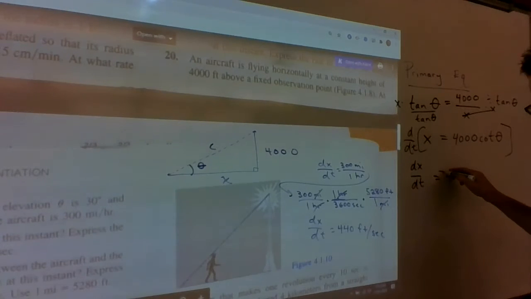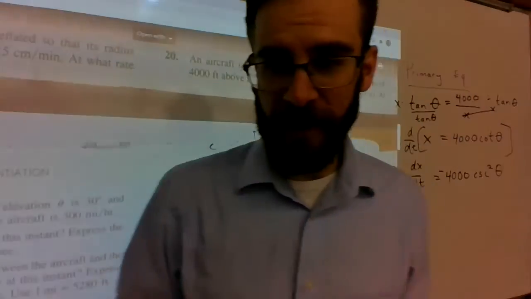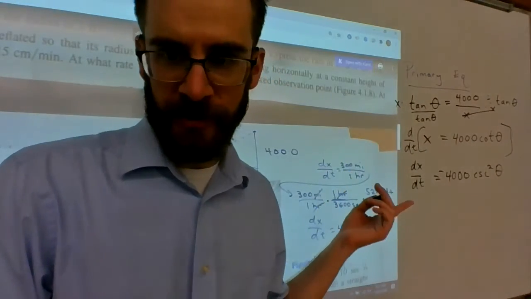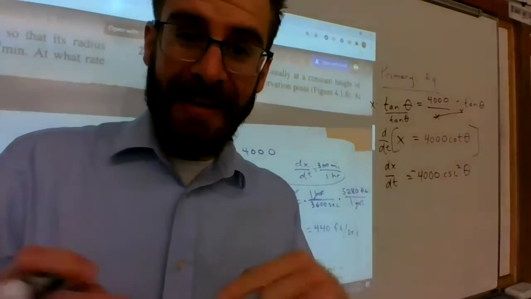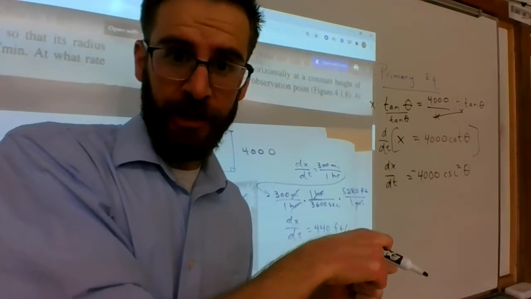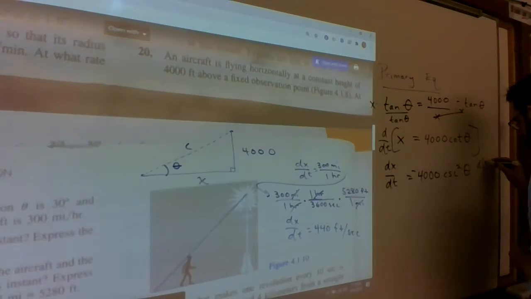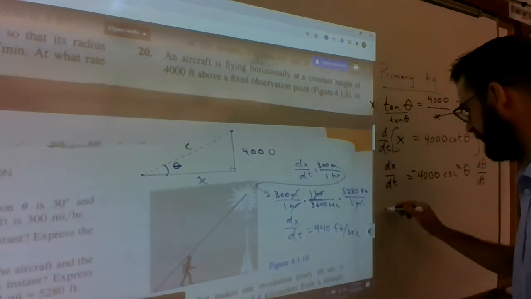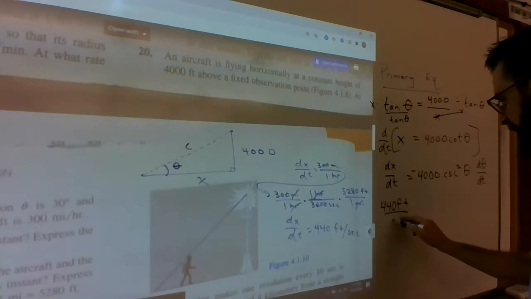If we do d dt of both sides, you get dx dt on the left with nothing else. On the right, you get 4,000. The derivative of cotangent is negative cosecant squared. I'm thinking to myself, that's not a bad deal to have negative cosecant squared versus, I think we would have gotten secant squared on the other side. Now keep in mind, you've got to do the chain rule of the inside. You've got to take the derivative of theta, which is d theta dt.